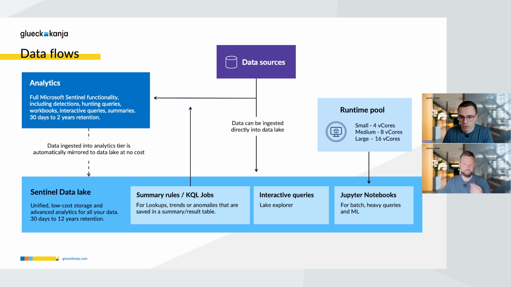So let me show you first the diagram here. On the top, we have data sources, maybe like Entra, maybe like a third-party firewall. On the left, we have our analytics tier, which is our default. In the analytics tier, we are able to do detections, we're able to do workbooks, and so on. And the first benefit here: if you ingest data into the analytics tier, it will automatically mirror into the Data Lake at no additional cost.